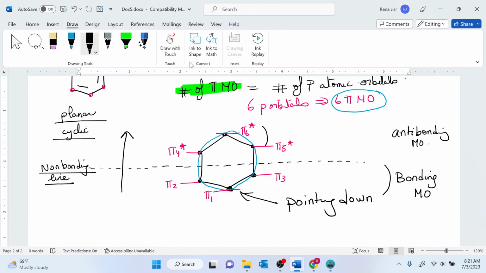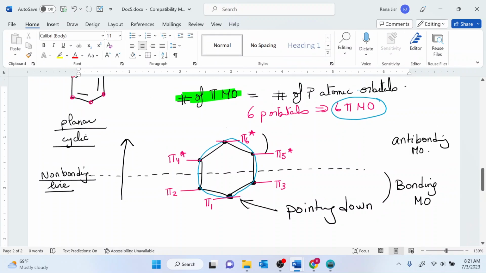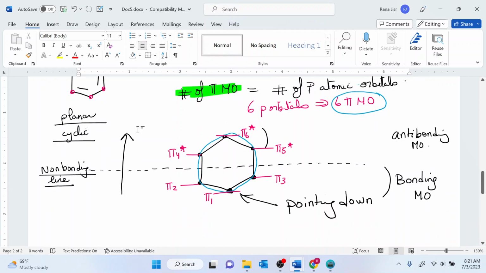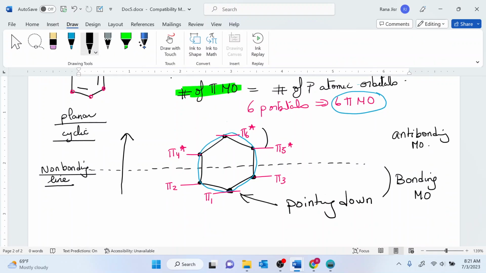So here, count your number of electrons in benzene, and it's 1, 2, 3, 4, 5, 6. So this is going to be 6 pi electrons. So I have 6 pi electrons in there. Now let's go ahead and fill those 6 pi electrons.